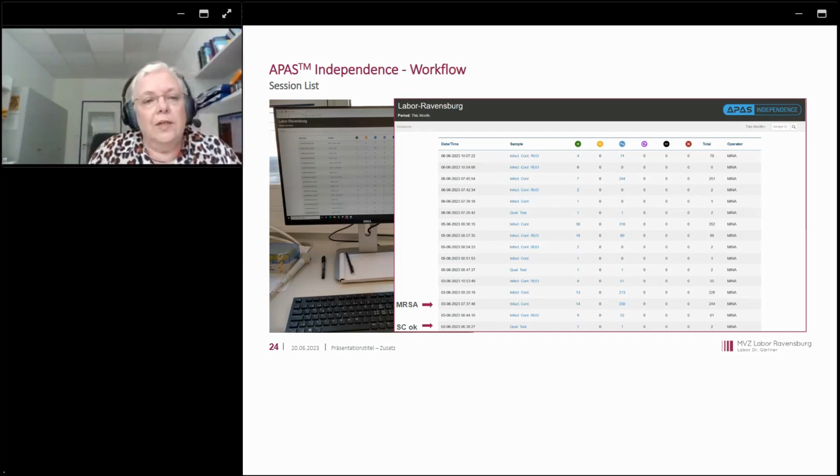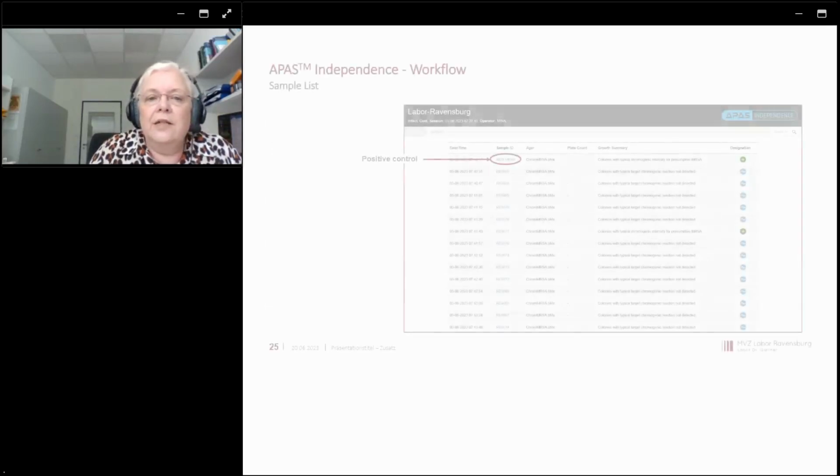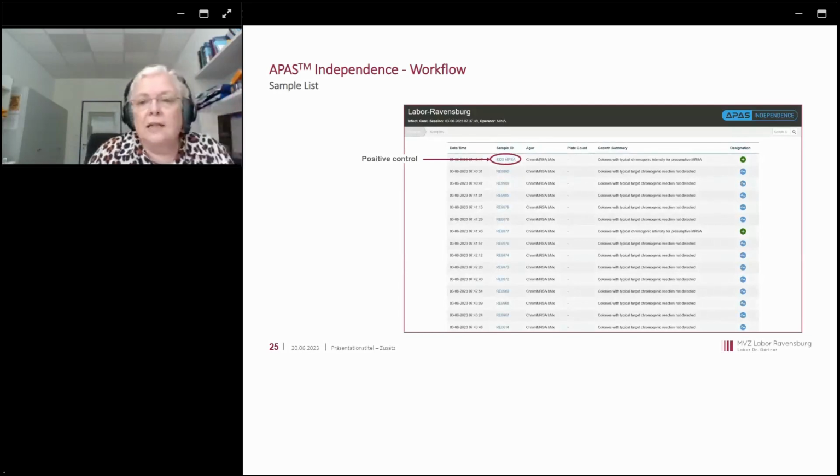If you would like to see the results of a session and to control this, then you click on the desired row, and then you will see the so-called sample list. In the sample list, each sample of a session is explained. The first here is the 8325 MRSA. That's our biological positive control. And as you can see, it was correctly categorized as positive.